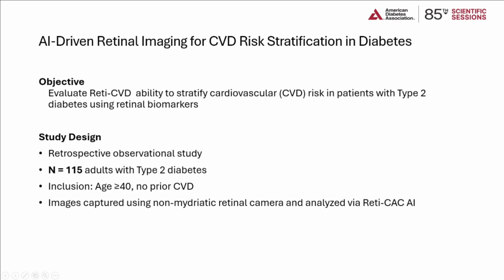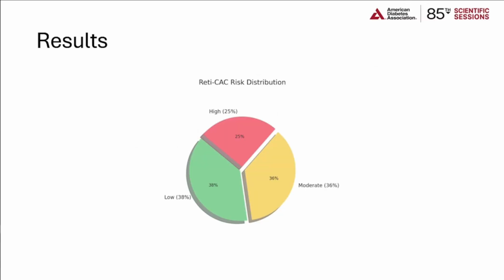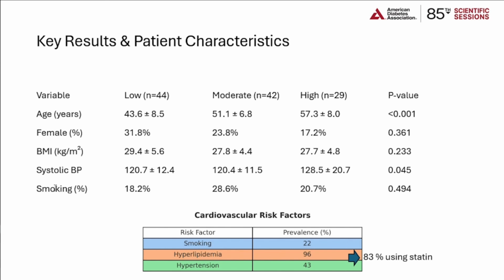So it's a retrospective study with type 2 diabetes. We collected data from 115 patients with no previous cardiovascular disease. In the clinic, our patients are quite young, less than 50 years old on average, but the majority, of course, with obesity or overweight. The results are 25% were considered high risk and 36% were considered moderate risk. Here are some other key results. We know patients with type 2 diabetes have other comorbidities, and 43% also have hypertension, and 83% were using statins at the moment of the retina picture.